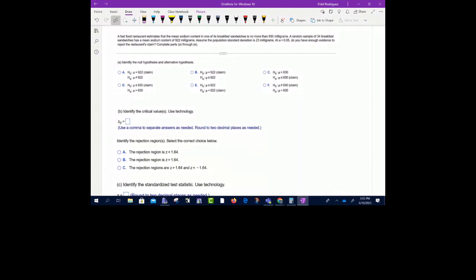Look, it says a fast food restaurant estimates the median sodium content in one of its breakfast sandwiches is no more than 930. Okay, look, y'all, this is what I'm going to do. I'm going to write some stuff here. This is my claim. We are talking about the mean, which is the mu, the funny looking u. I got a question for you. No more than 930. What does that mean in terms of an inequality? Does that mean more than 930? Less than 930? What do you think? No more than.